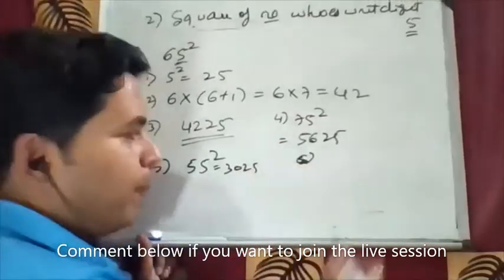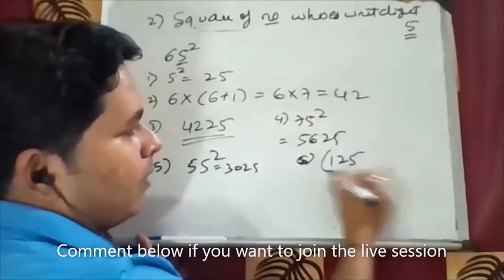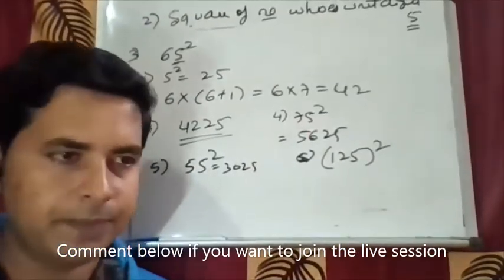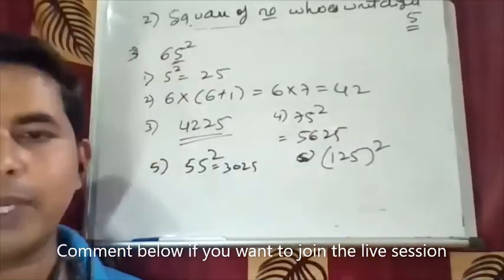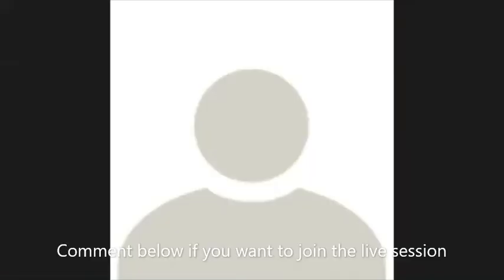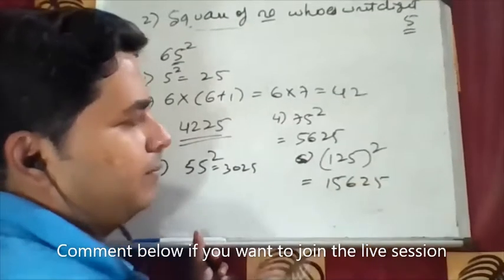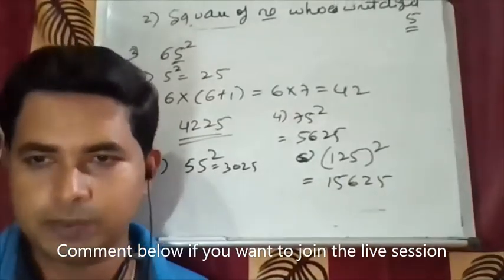Now I'll give one more example. 125 square. What will be the answer of this one? 125 square. The same rule. 5 square and 12 into 13. 15625. Yes, 15625. Correct. So I hope everyone understands.